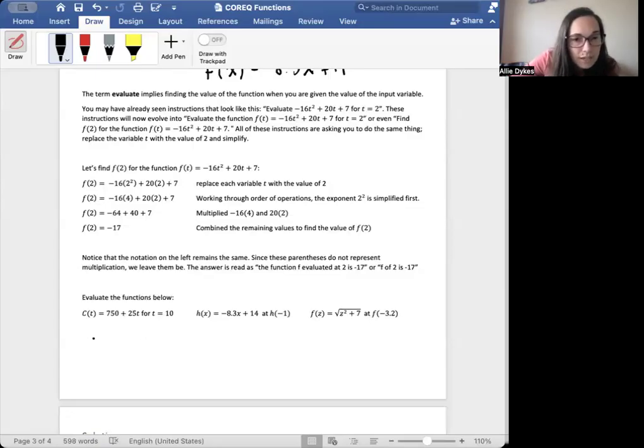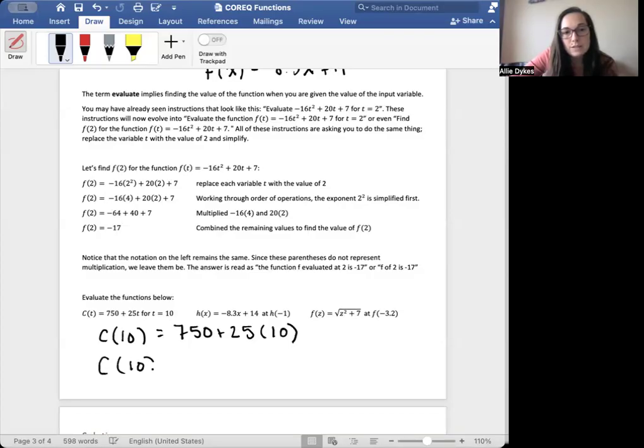Okay, so let's evaluate. I'm just going to evaluate this one on the left: c of t equals 750 plus 25t for t equals 10. So we would write that as c parenthesis 10 close parenthesis is equal to 750 plus 25 times 10. So c of 10 is equal to 750 plus 250. C of 10 equals 1,000.